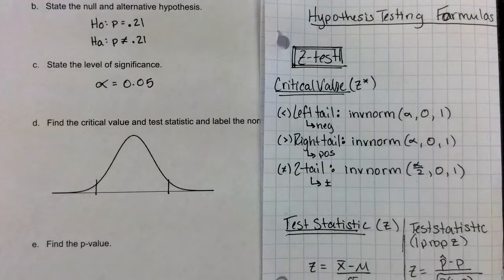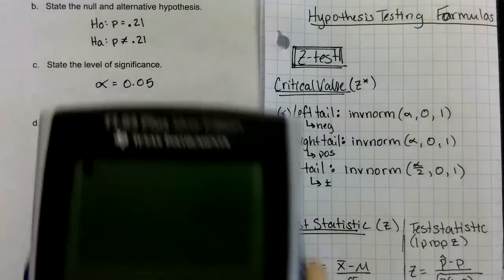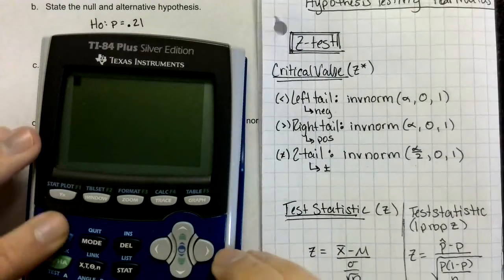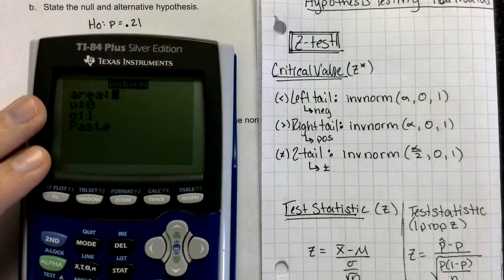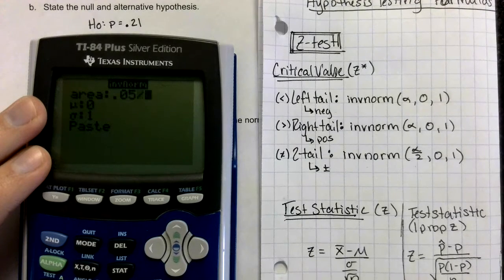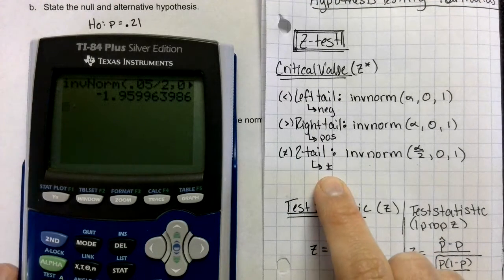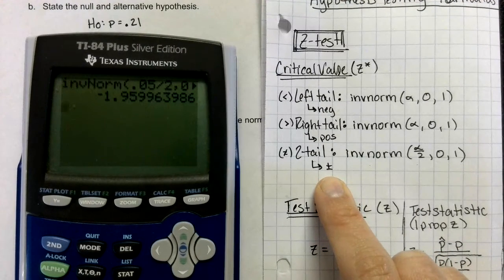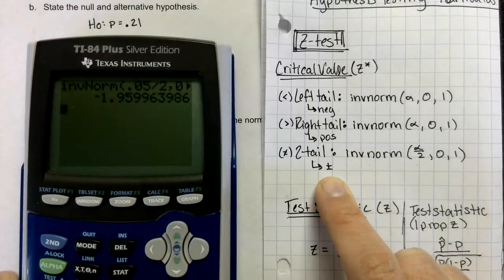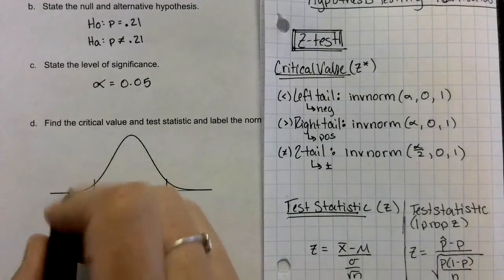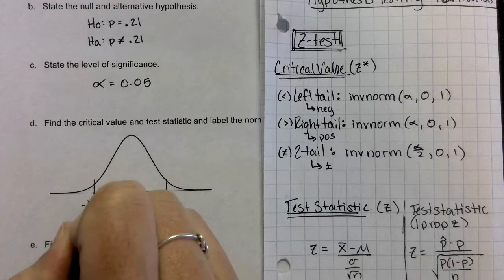So according to this, I have to do inverse norm. I'm going to do my alpha value divided by 2, with 0 and 1, and I'm going to use plus or minus. So I have two critical values: negative 1.96 and positive 1.96.